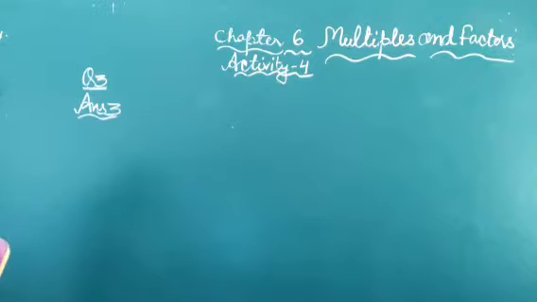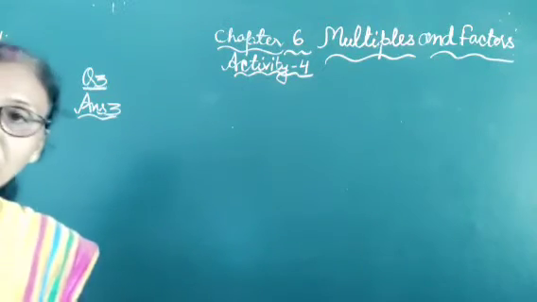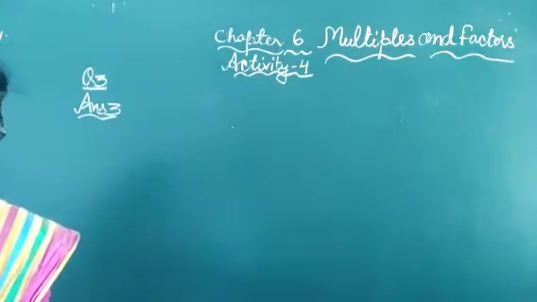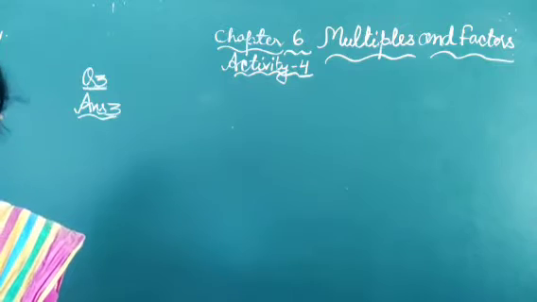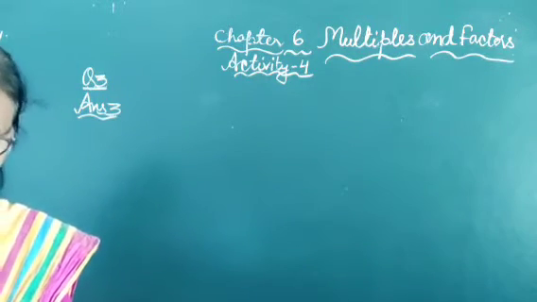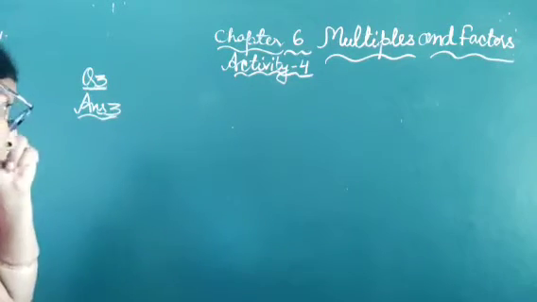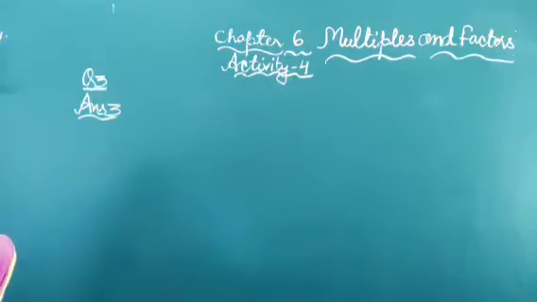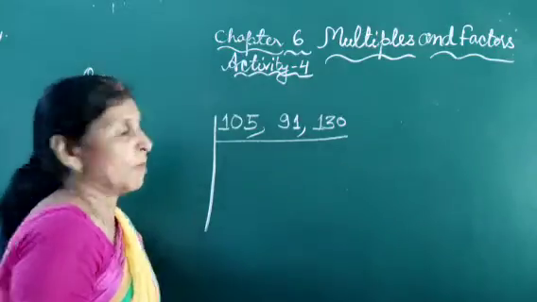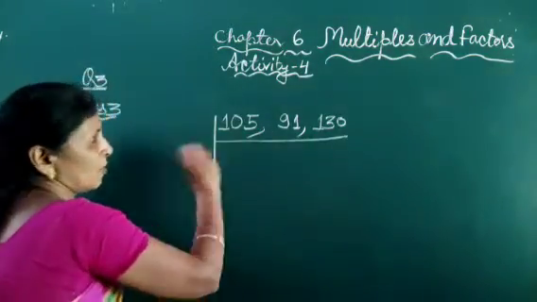Find the smallest number which is exactly divisible by 105, 91 and 130. The smallest number which is exactly divisible by 105, 91 and 130 is the LCM of these numbers. We write all the numbers in a row, separated by commas.